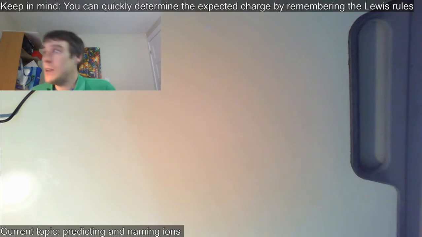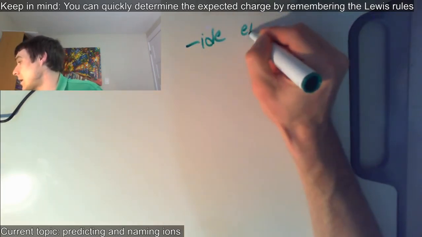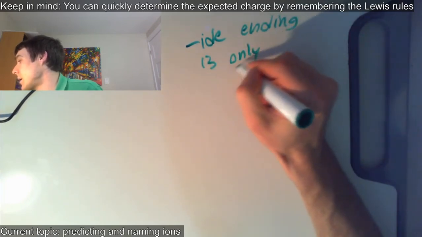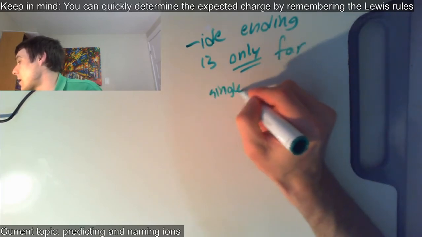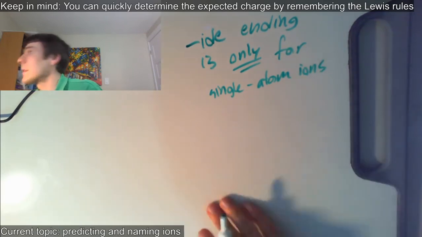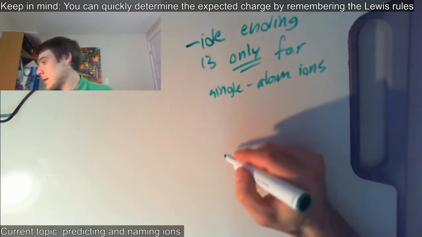Naming ions. And we're going to talk about this "ide" ending. The "ide" ending is only for single atom ions. Only for single atom ions. What do I mean by that? Well, let's look at nitrogen here.